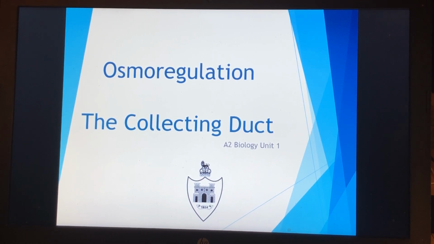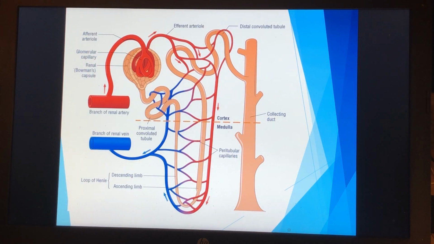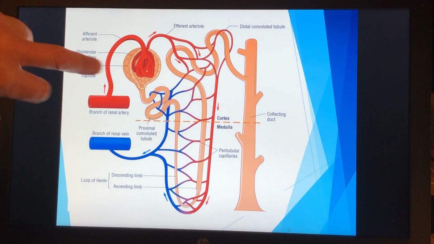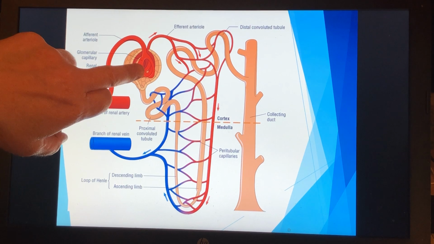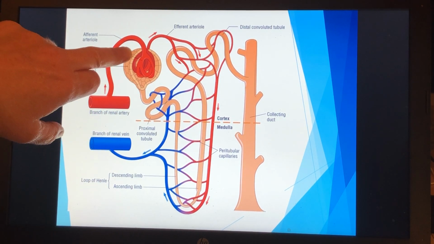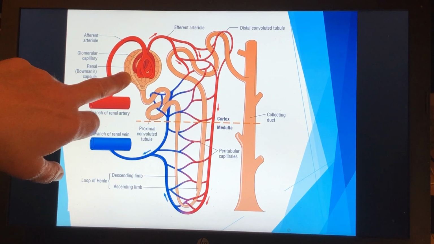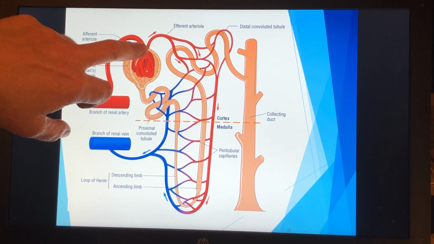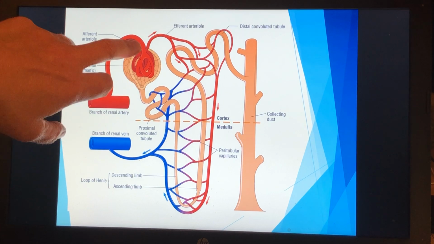Hello everyone. Today we're going to think about osmoregulation, and that brings us to the collecting duct. So just a quick recap, we learned that the blood flows into the glomerulus here, and ultrafiltration forces small particles like glucose and amino acids, along with water and other salts, into the Bowman's capsule.